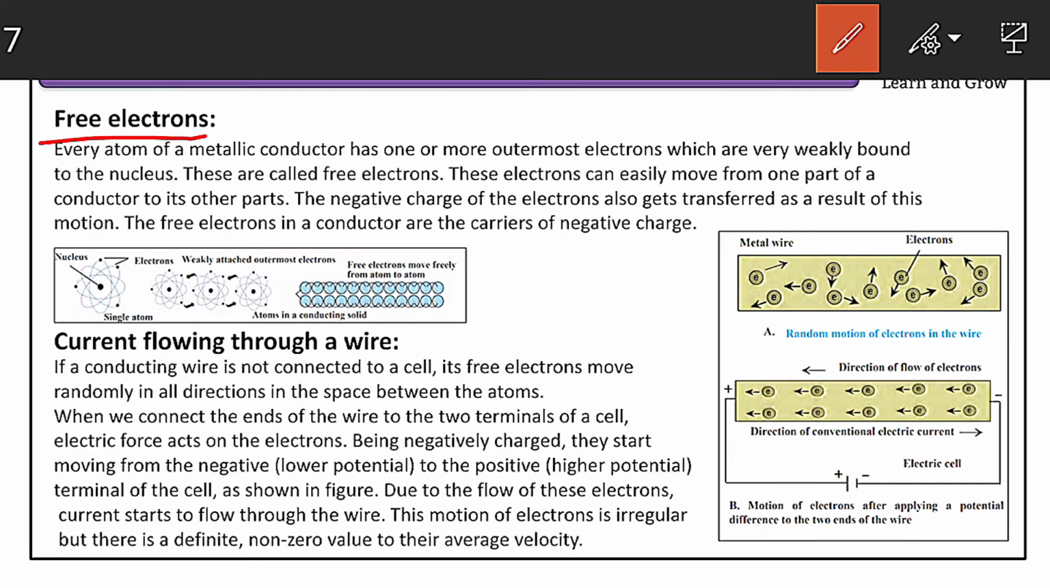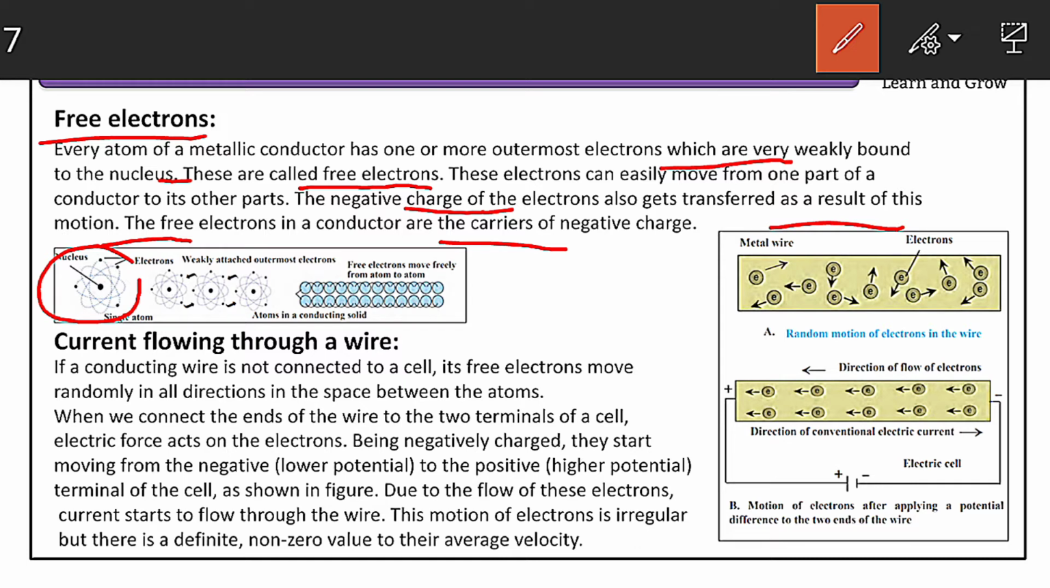Free electrons. Every atom of a metallic conductor has one or more outermost electrons which are weakly bound to the nucleus. These are called free electrons. Electrons can easily move from one part of the conductor to its other parts. Negative charges of electrons also get transferred. As a result of this motion, free electrons in a conductor carry negative charge. So free electrons are present in the conductors, and the flow of free electrons produces electricity. See, this is the nucleus, and the outermost electrons are weakly bound free electrons. When the free electrons flow, then electricity is produced.